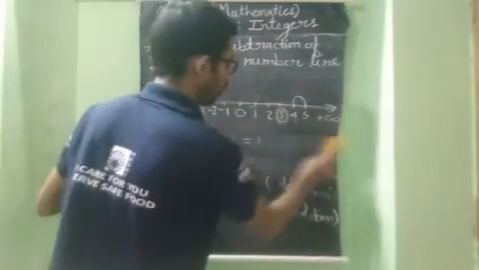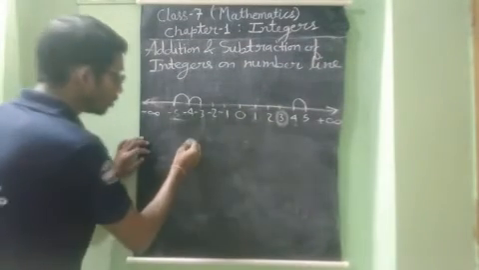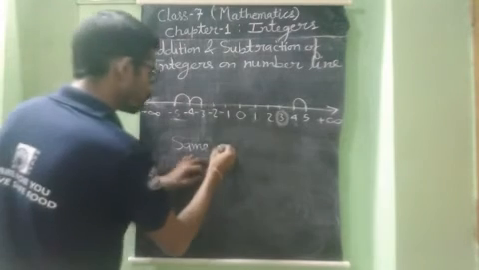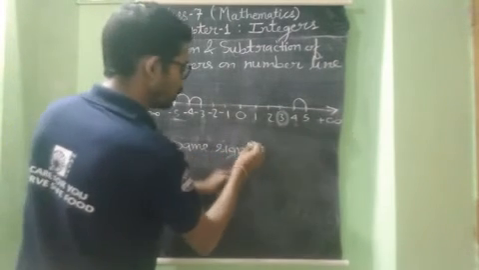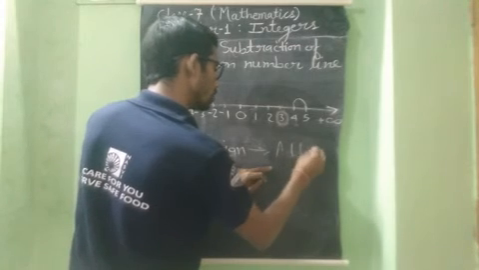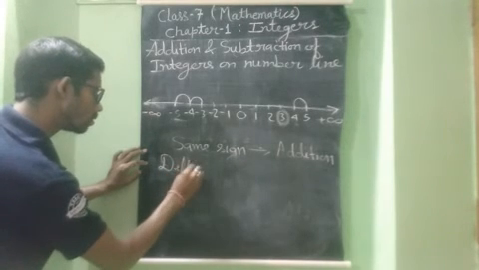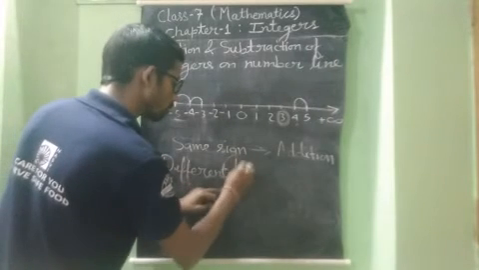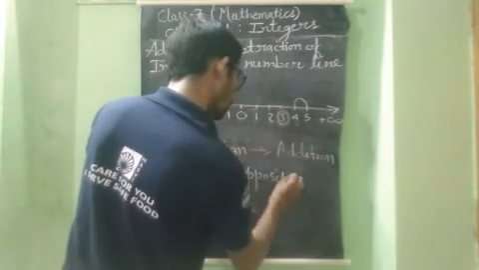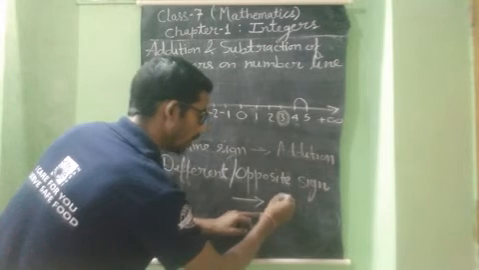So in this way you can see what: same signs always have addition, different or opposite signs have subtraction.